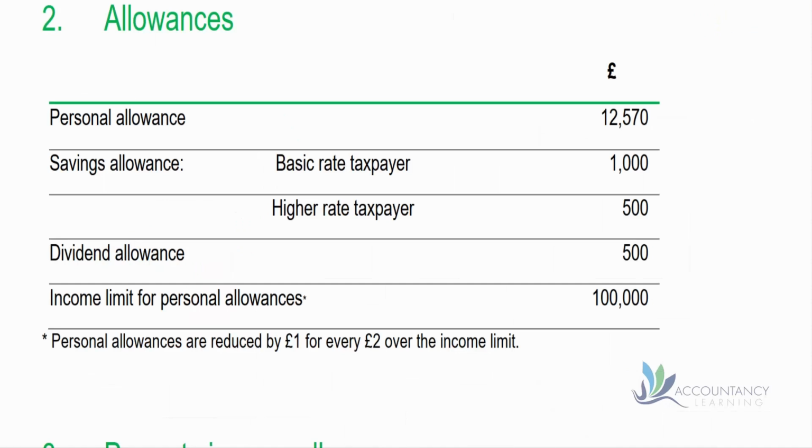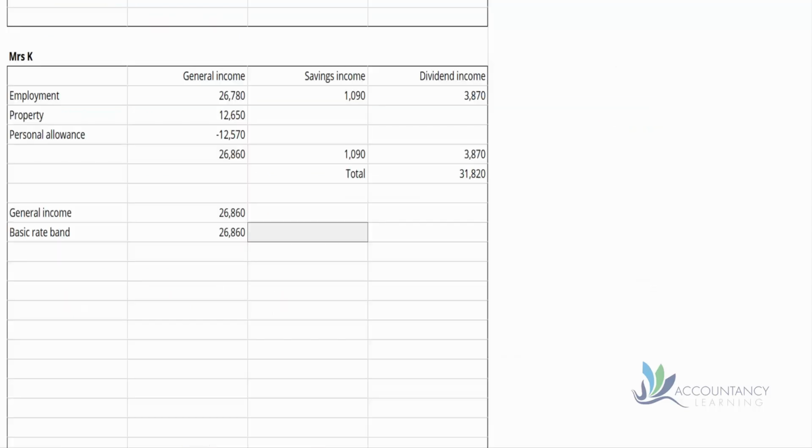So looking at the reference materials, we can see that as a basic rate taxpayer, the savings allowance is £1,000. The dividend allowance is still £500. So let's start off with our general income. All of it falls in the basic rate band, and that's going to be taxed at 20%, giving tax to pay of 5,372. And then there's none at the higher rate.